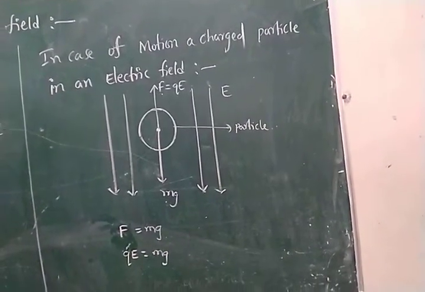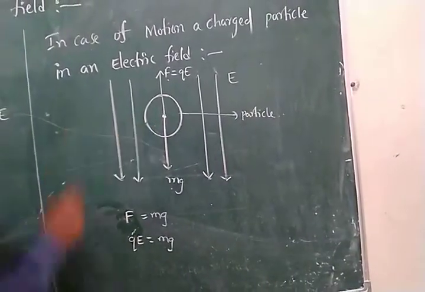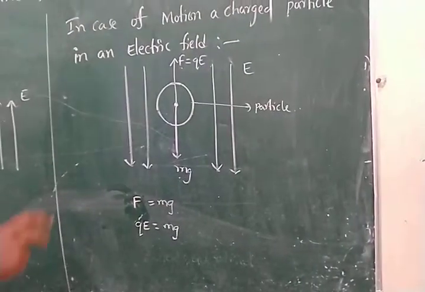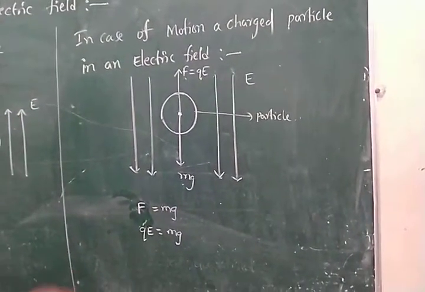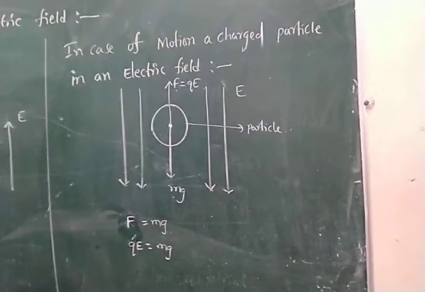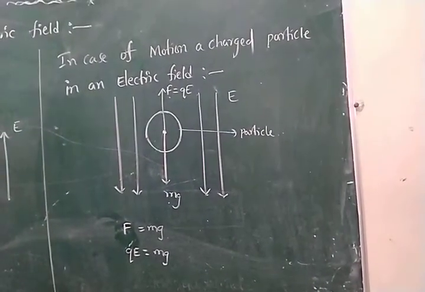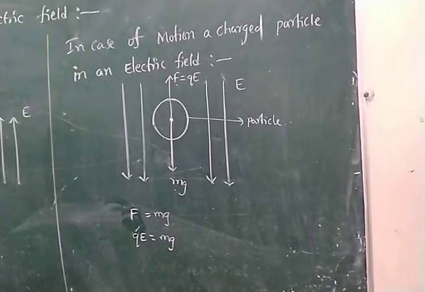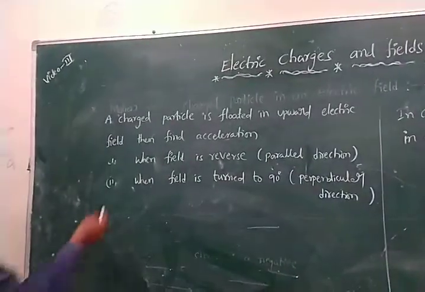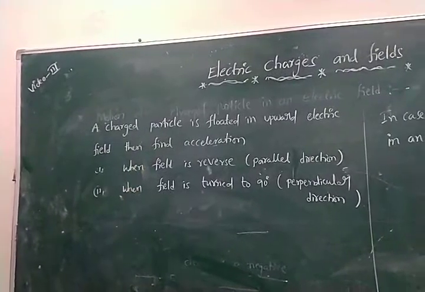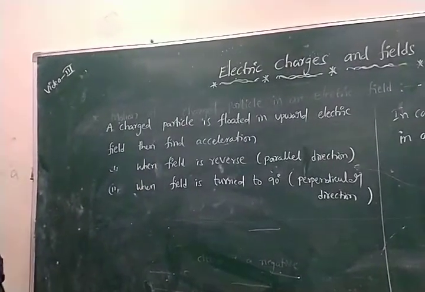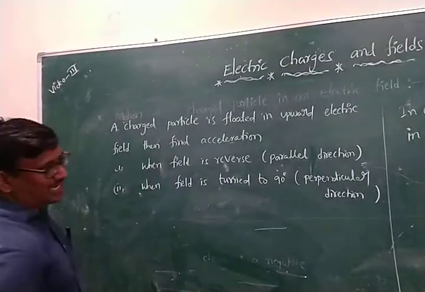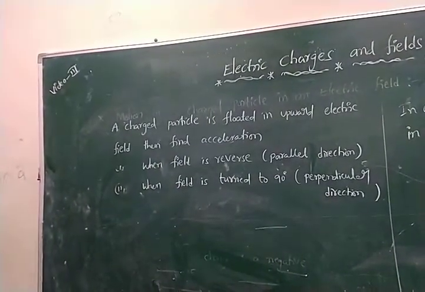Next we are discussing how this particle can be accelerated in an electric field. The electric field can be reversed, or it is along the direction that we are discussing here. See here, a charged particle is floated in an electric field. Floated means it is moving in this direction. Then find its acceleration.